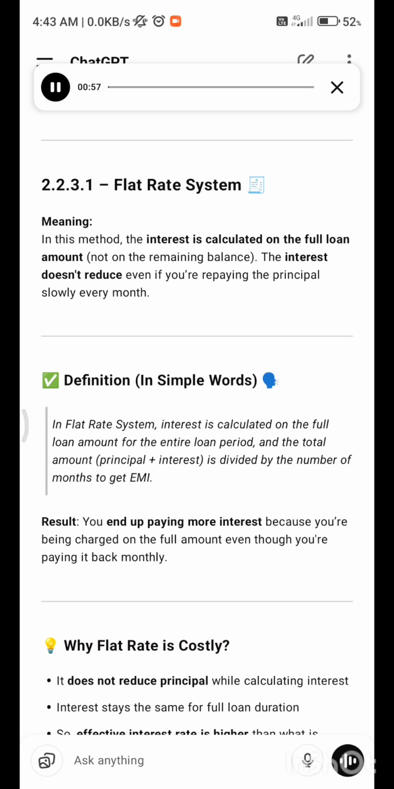Definition. In the flat rate system, interest is calculated on the full loan amount for the entire loan period, and the total amount, principal plus interest, is divided by the number of months to get EMI. Result: you end up paying more interest because you're being charged on the full amount even though you're paying it back monthly.